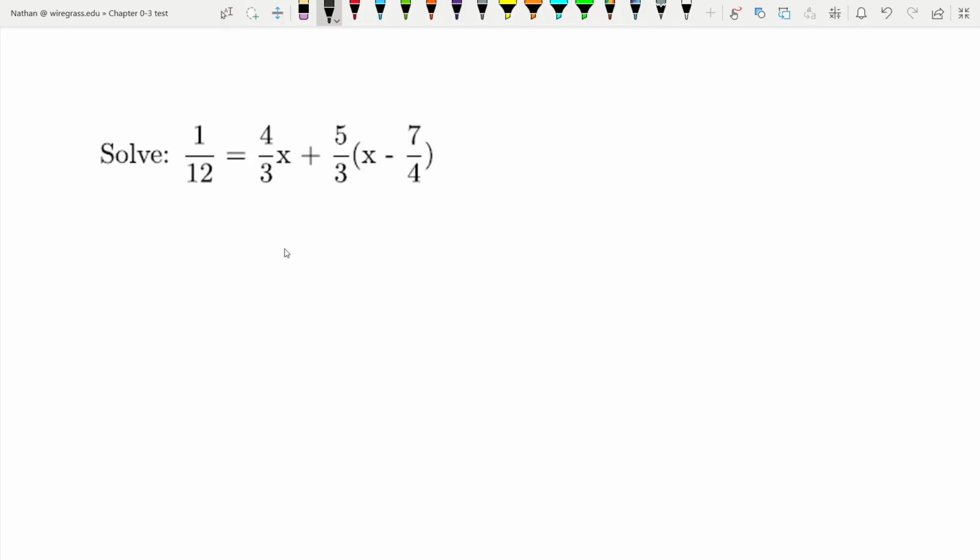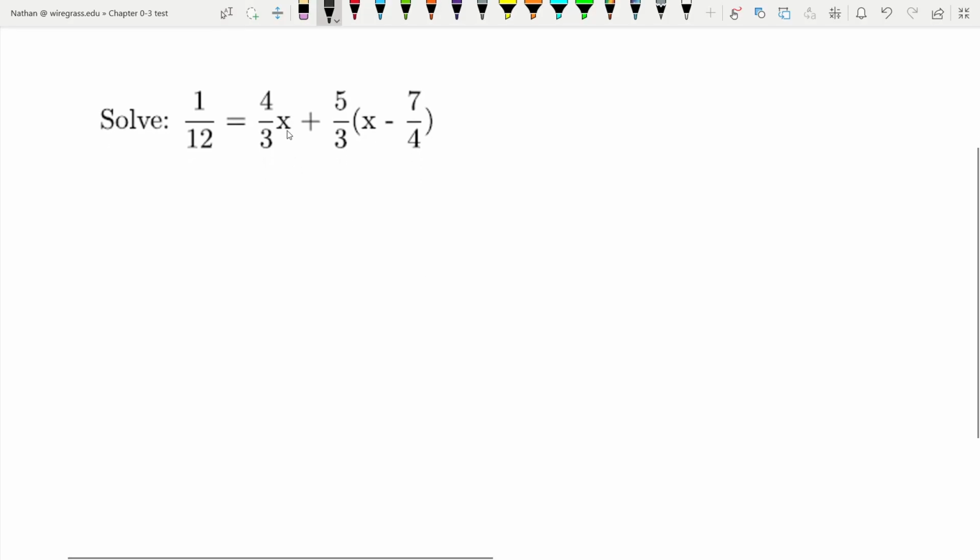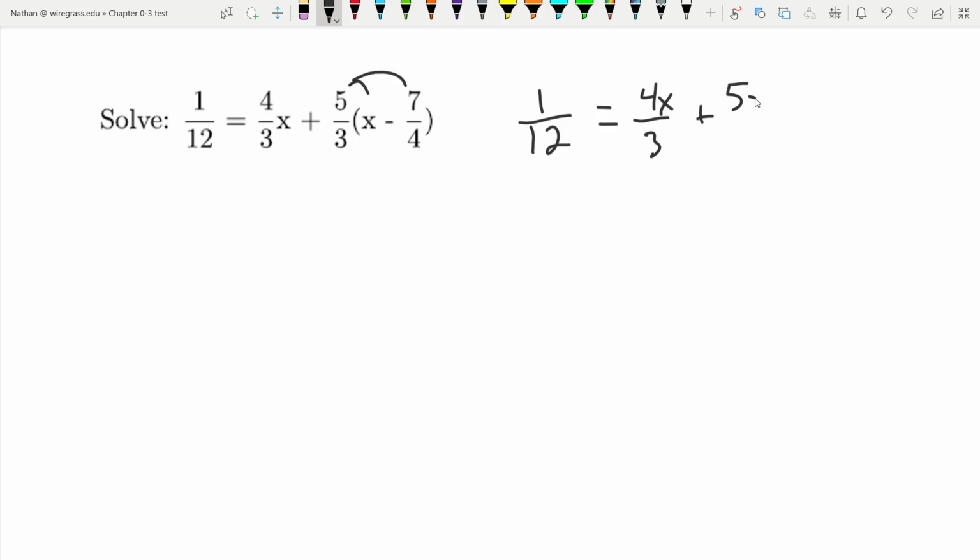For this equation, I think the best thing we can do here is get rid of these parentheses by distributing. And that's going to give us, or this becomes, 1 over 12 equals 4/3 x. This is the same thing as just saying 4x over 3 plus 5x over 3 minus, we're going to get 35. 5 times 7 is 35, and then 3 times 4 is 12.